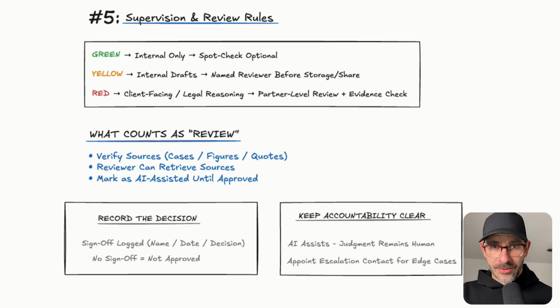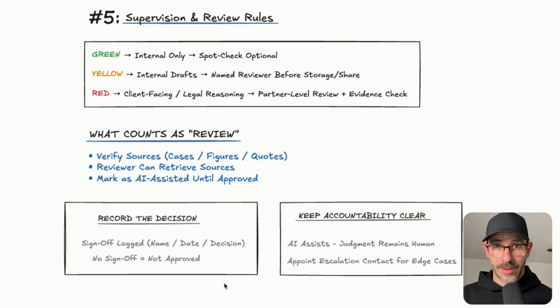And define what the review means. Source verification: quotations, citations, figures, and legal authorities should be checked at source. The reviewer can produce the sources used. No blind reliance here. And labeling: AI-assisted drafts should be marked as such until approved.